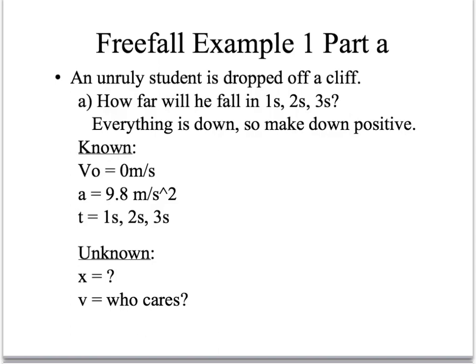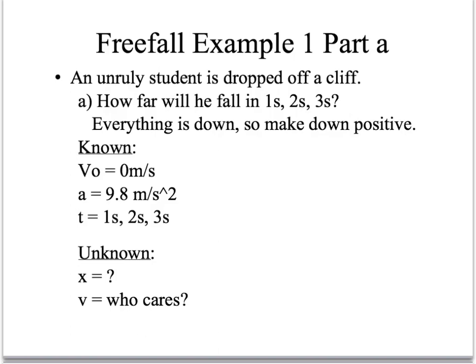So here's the first example. We drop somebody off a cliff. The question is, how far does he fall in each successive second? Here, everything is down in the problem, so this is an example of a case where it's best to make down positive. So in this case, my initial velocity is 0 because they said it was dropped. You'll have to make that assumption a lot of times. If they don't tell you the initial velocity is something, you can usually assume that it's 0.